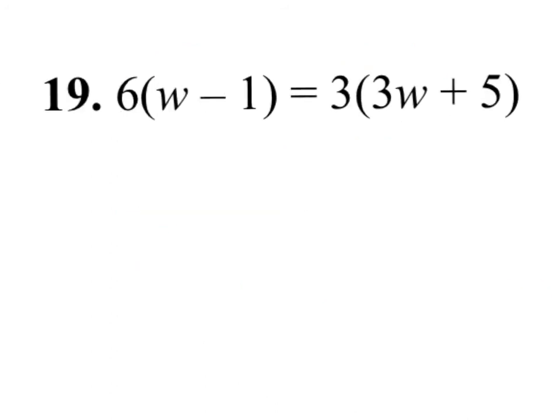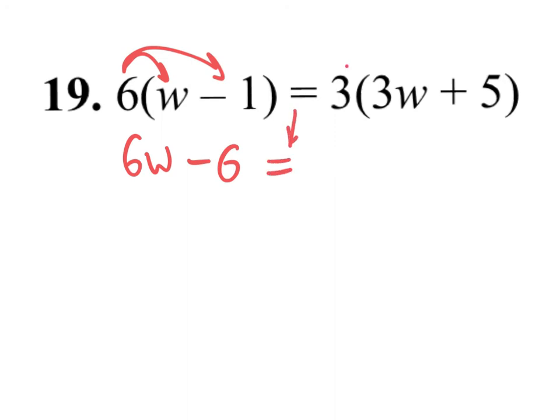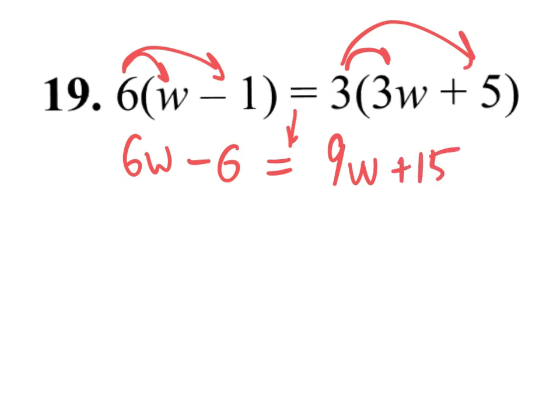Number 19. Sorry, I'm going kind of fast. 6 times w, 6w. 6 times negative 1, negative 6. Bring down the equal sign. 3 times 3 is 9w. 3 times 5 is 15. So we've simplified both sides of the equal sign.